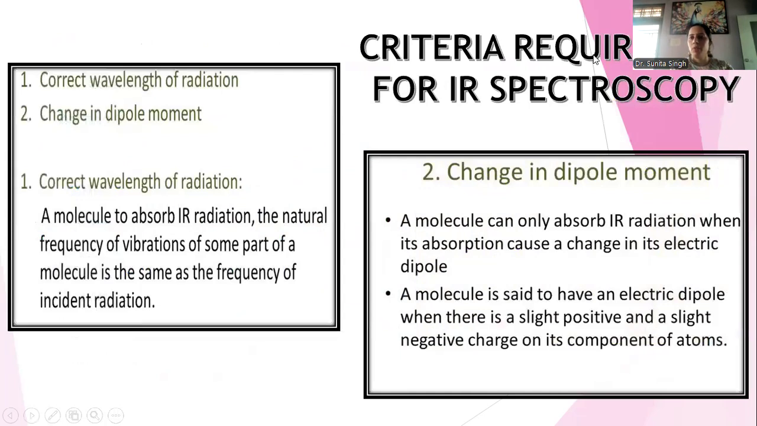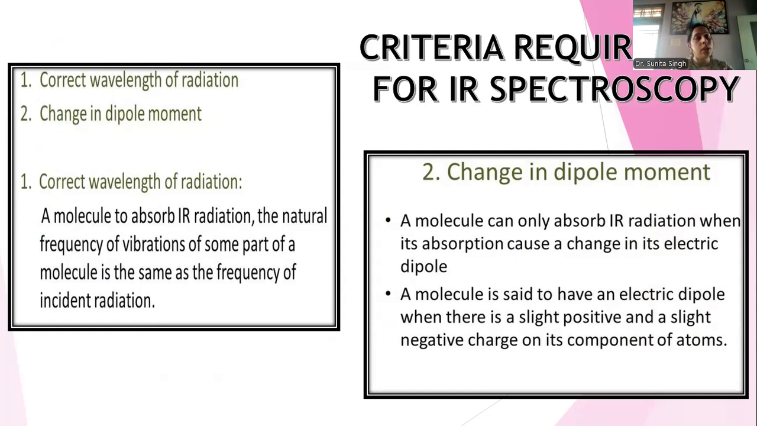There are typical requirements that are needed for IR spectroscopy. For a molecule to absorb IR radiation, the natural frequency of vibrations of some part of the molecule must be the same as the frequency of incident radiation. So the correct wavelength of radiation is needed. And the second one is the change in dipole moment. If a molecule has the same dipole moment, like N2 or H2 molecule, where there is no change in dipole moment, they are IR inactive.